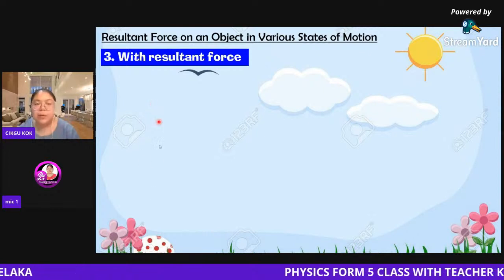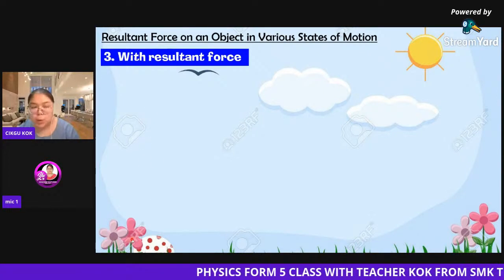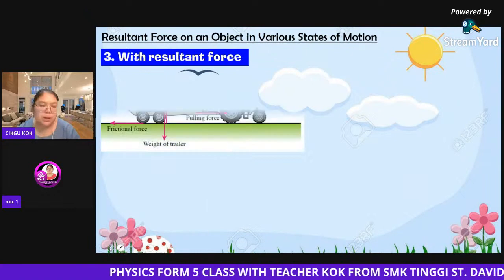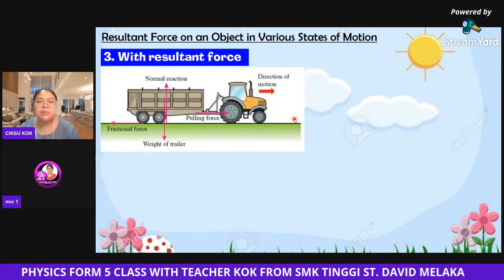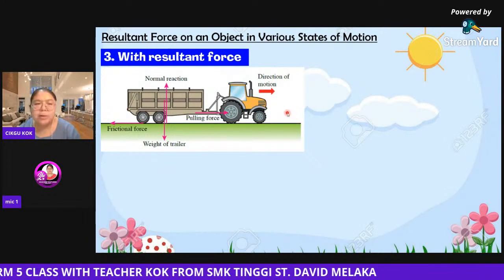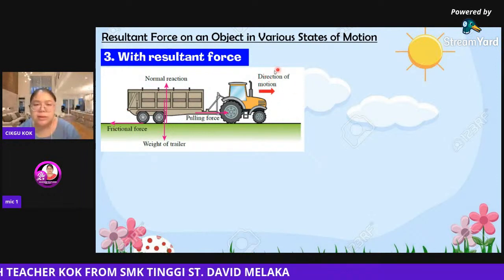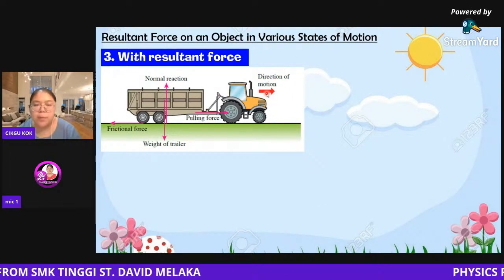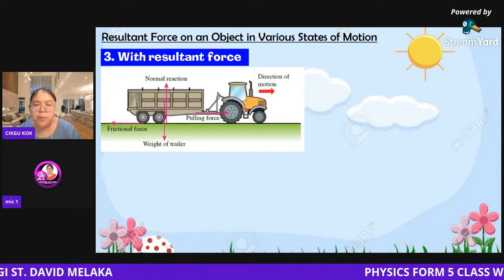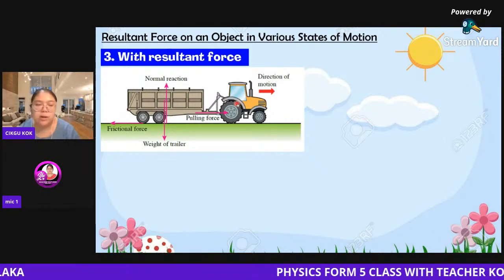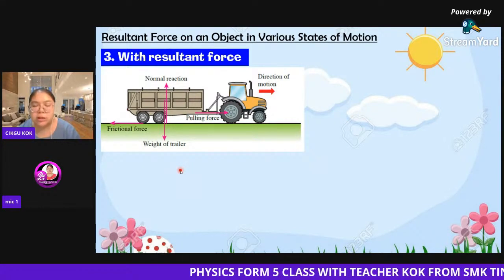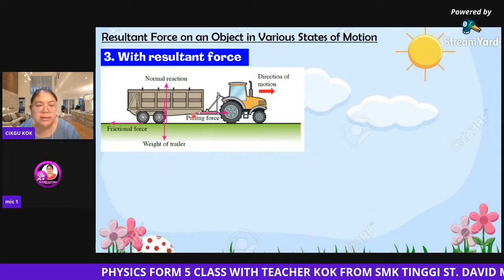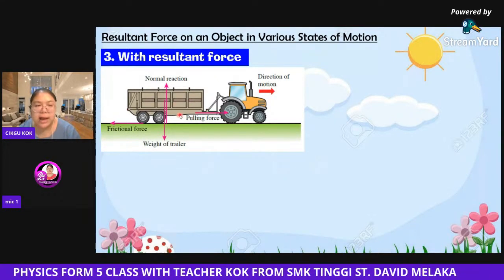Now, with resultant force. Just now was no resultant force, now it is with. For example, the trailer is now moving. Can you see the direction of motion? This arrow is bigger. A bigger arrow means it is moving forward. We still need to write out the equation. Then you can see all the forces acting on the object.